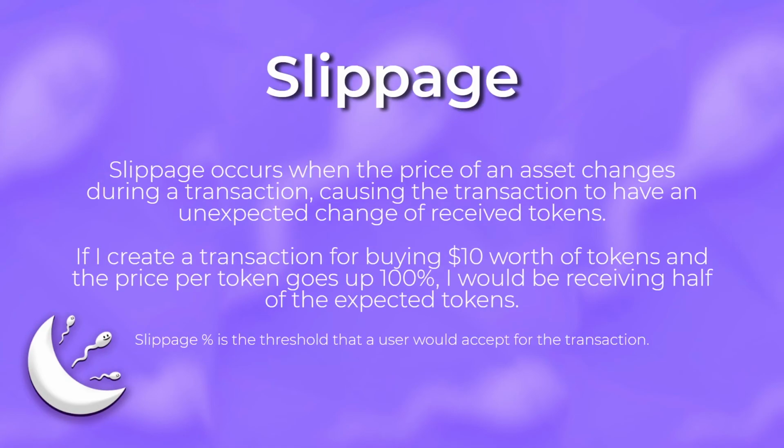Slippage is kind of hard to wrap your head around, but basically when you're making a transaction and you expect a certain amount of tokens for a certain amount of dollars, slippage could occur where the price changes while you're doing the transaction, and then you would end up getting fewer tokens for the amount of dollars that you're paying because the price changes, and then you're not able to get the same ratio. So a slippage percentage is the amount that you would allow that to happen.